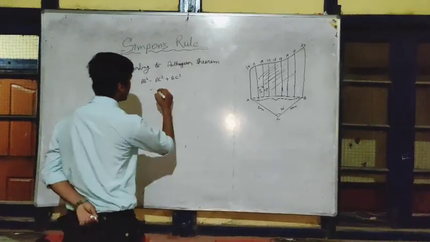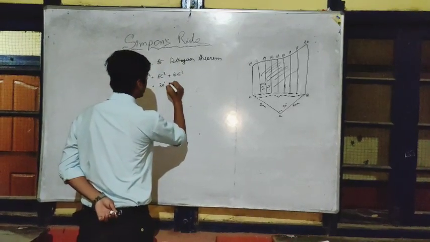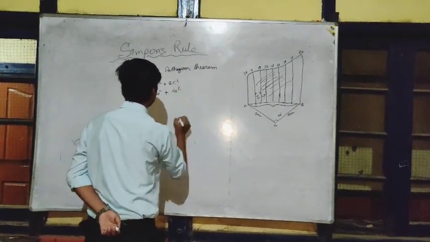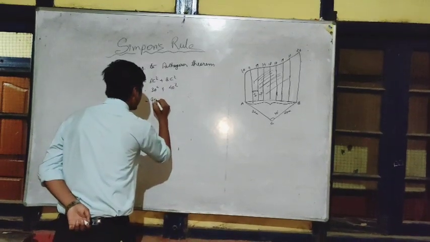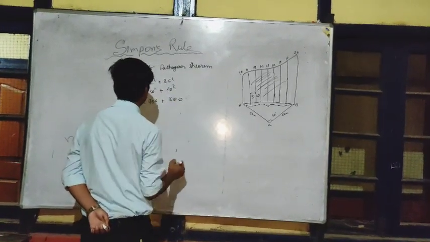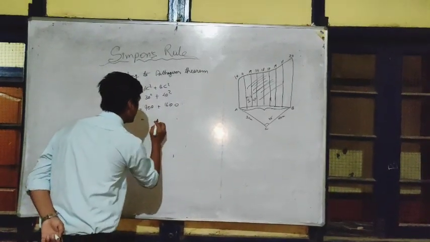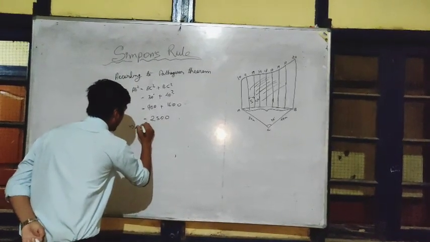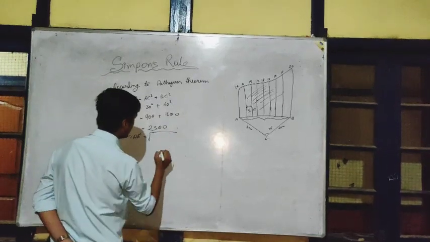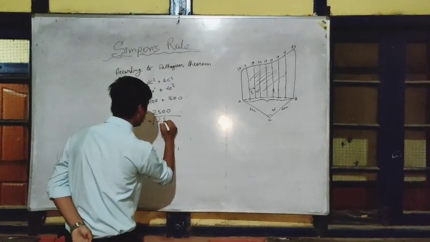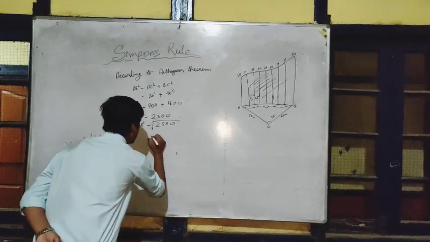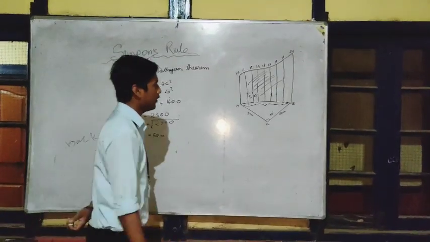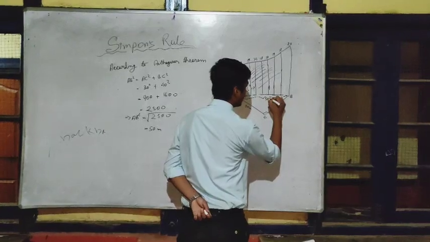Here the value of AC is given as 30 meters, so it will be 30 square plus, and the value of BC is also given as 40 meters, so the value will be 40 square. So the value is 900 plus 1600. By adding this, we will get 2500. We have to take the square to the right hand side, and it will become root over 2500. The final value of this is 50 meters. So the length of this line is 50 meters.